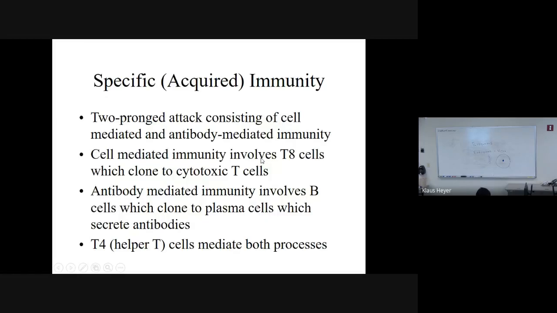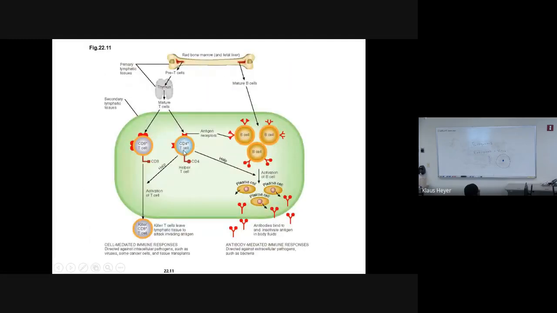So that's what I have on this slide. Antibody-mediated immunity involves B cells, which are going to clone to make a bunch of plasma cells, and plasma cells secrete antibodies. Helper T cells, or T4 cells, or CD4 cells, however you want to say it, often they'll call them helper T cells. They mediate in both processes. So without the helper T cells, you won't have either side happen.